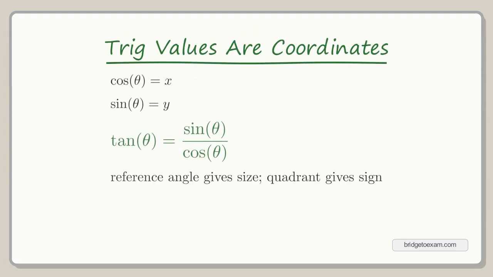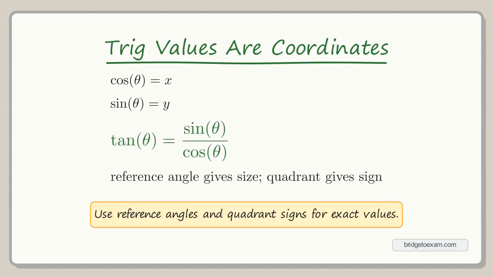The unit circle turns trigonometry into coordinates. At an angle theta, cosine is the x-coordinate and sine is the y-coordinate. Tangent is sine over cosine when cosine is not 0. Reference angles give the size of the values, and quadrants give the signs.